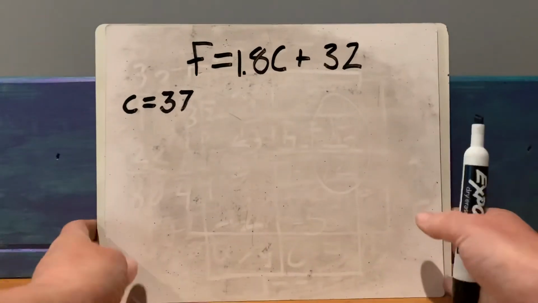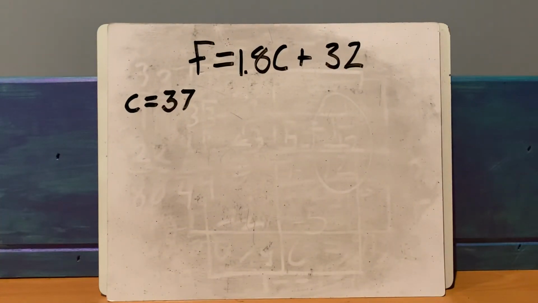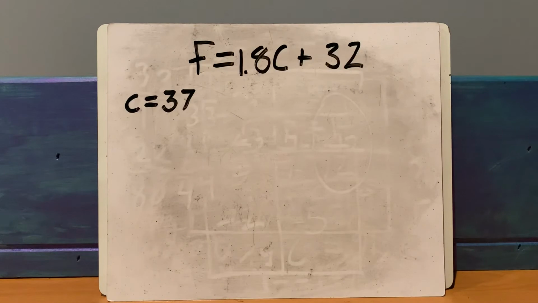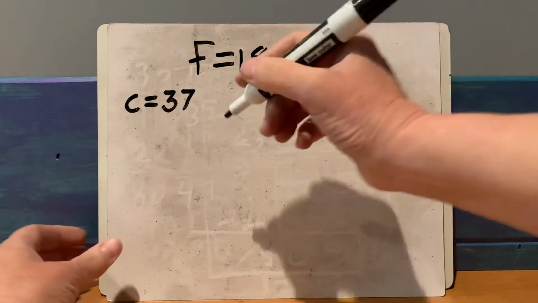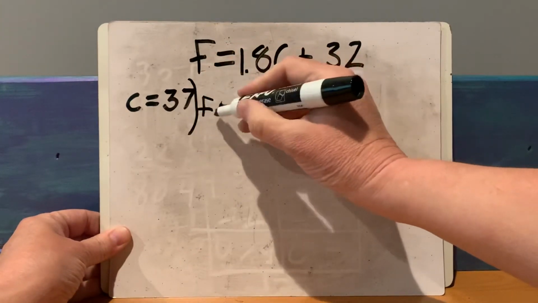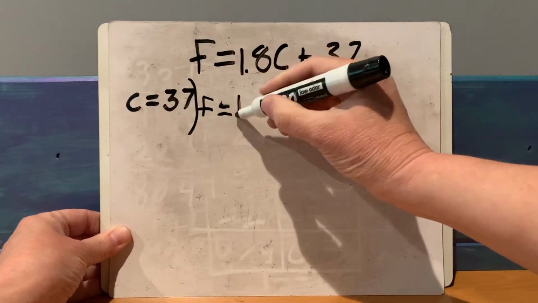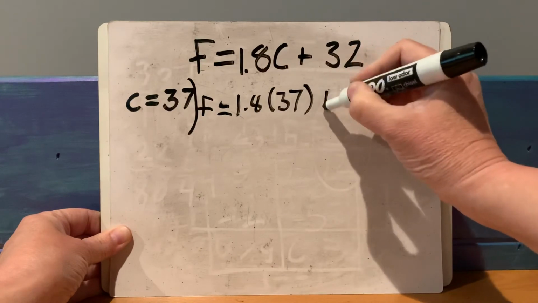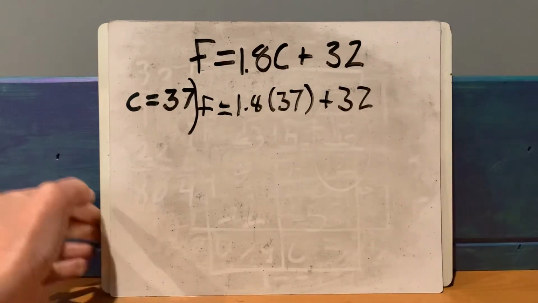Here, I'll move those so you don't have distraction. We're going to use the formula F equals 1.8 times C plus 32 to find F when C equals 37. So we've been given the value of C. We replace that in the formula. So we would rewrite our formula F equals 1.8 times 37 plus 32.